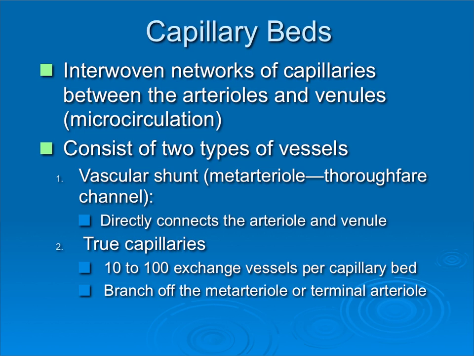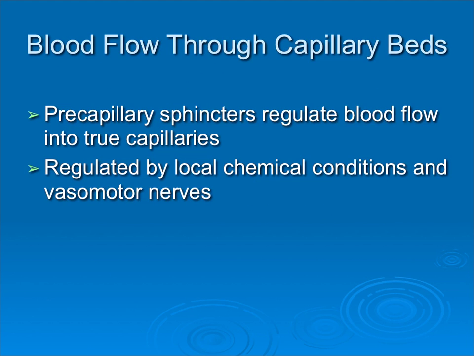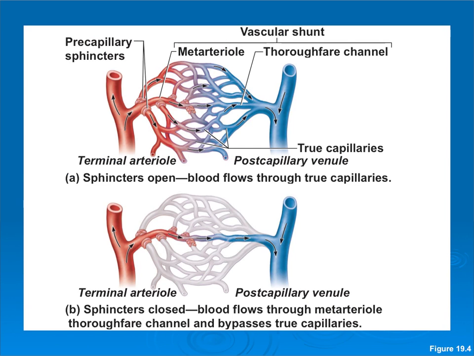So capillary beds are networks of vessels between, again, the smallest of the arteries we call arterioles, and the smallest of the veins we call venules. And a true capillary bed is actually about 10 to 100 of these little vessels between them. So I'm actually just going to show a picture here. Okay, so a true capillary bed has several of these little exchange vessels.